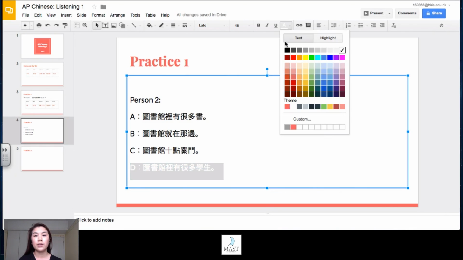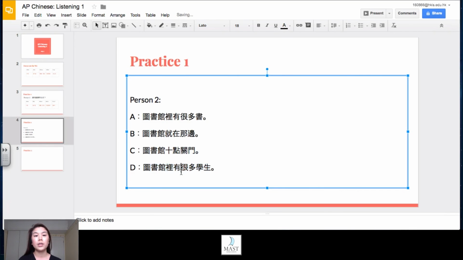And then this one is the final option. You look at the adjective. The adjective here is 有. So they might be referring to a different thing. And then you look at the whole sentence. It says 图书馆里有很多学生. It's saying that the library has a lot of students. So again, it's answering a what question, not a where question. So the best answer would be B.